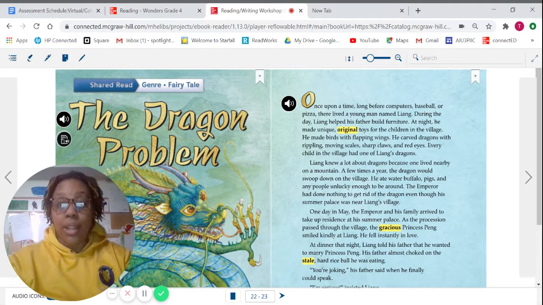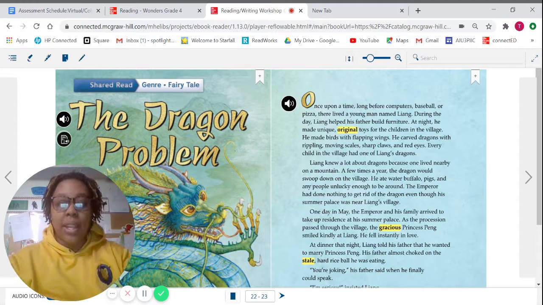Liang knew a lot about dragons because one lived not nearby on the mountain. A few times a year, the dragon would swoop down on the village, eat water buffalo, pigs, and any people unlucky enough to be around. The emperor had done nothing to get rid of the dragon, even though his summer palace was near Liang's village.